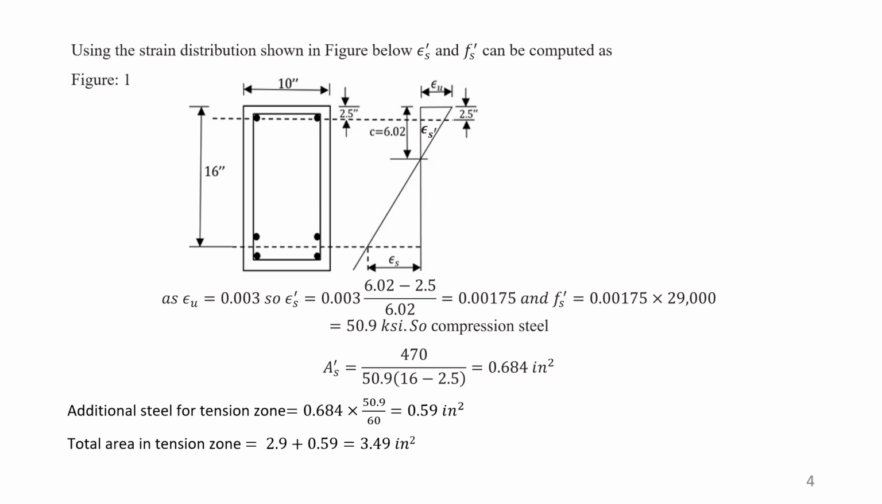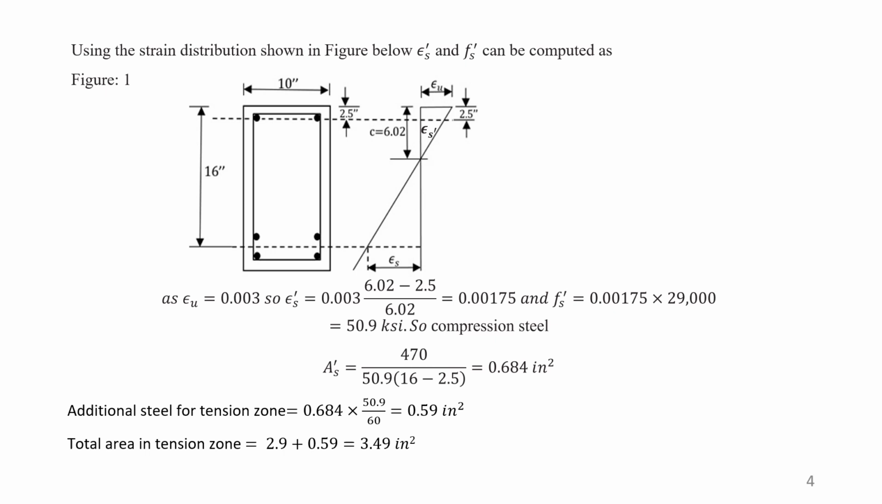So the compression steel requirement will be calculated from this stress of 50.9 ksi, and this top rod is designated as AS prime. The moment for which we need this extra steel at the compression zone is 470, and we divide this by 50.9, the allowable stress, and 16 minus 2.5, the moment arm. 16 is the effective depth, and 2.5 is the clear cover at the top.